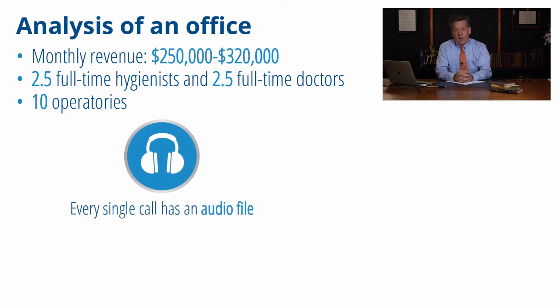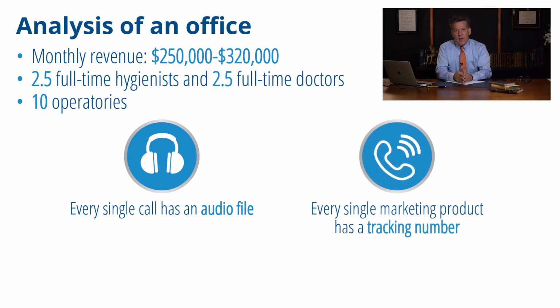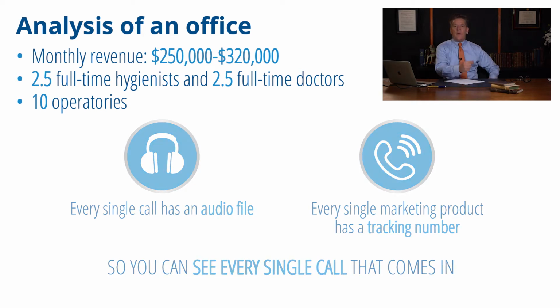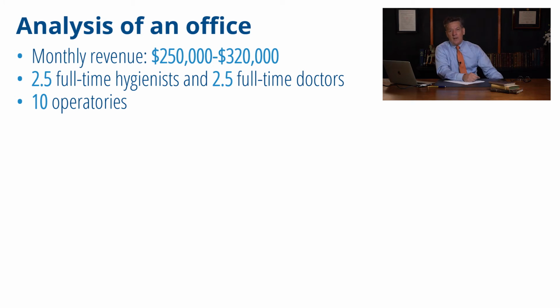Every single call in this office actually has an audio file. It is set up with every single marketing item having a call track number, so it has an audio file to record it. Every single call in the office is recorded. So you can see every single call that comes in within a week's time, 2 weeks' time, 3 weeks' time, or 4 weeks' time. This is going to be fascinating. The number of calls that came in the month of June of this year was 1,377 phone calls. That's pretty important. Now let's analyze what happened when these calls came in.